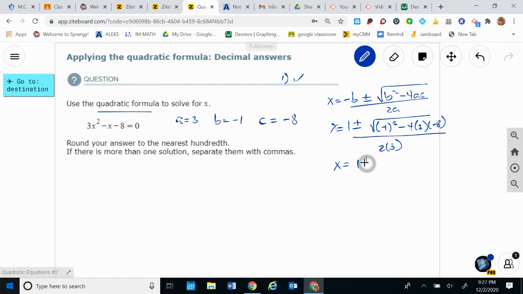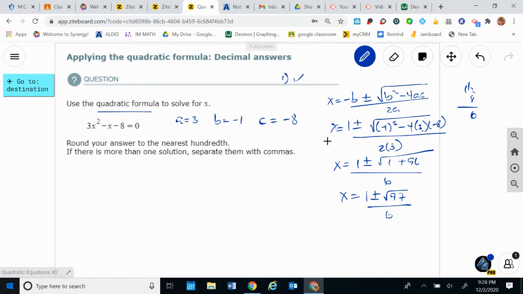X is equal to 1 plus or minus the square root of 1 plus 4 times 3 is 12. 12 times 8 is 96, is it? I believe. Yeah. Okay, all over 6. So x is equal to 1 plus or minus the square root of 97 over 6.